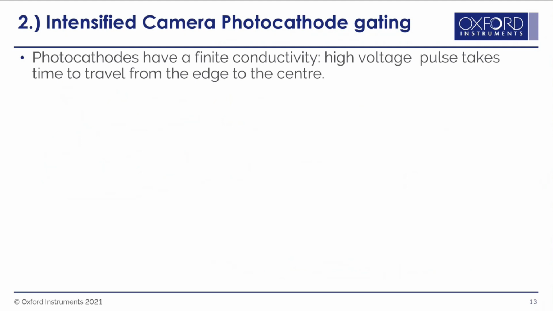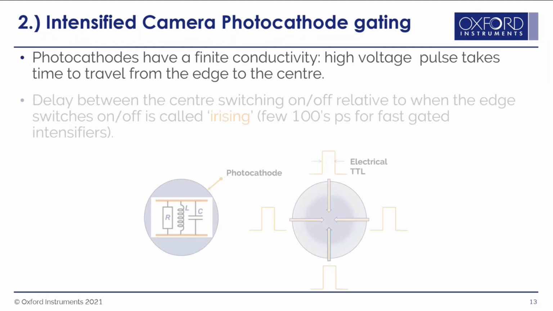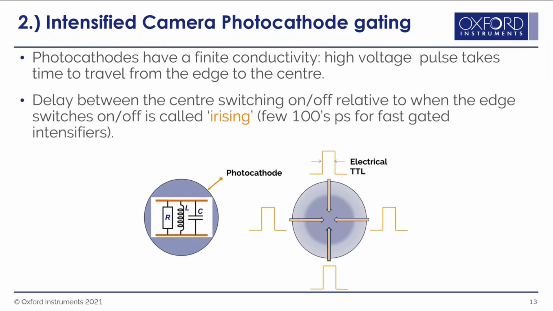But there's one thing worth noting about photocathodes, and this might be something that you come across if you try and gate to very short time frames: these photocathodes have a very finite conductivity. So it actually takes time for the electrical pulse to travel from the edge inwards into the photocathode. And this can cause an irising effect, in that it takes a little bit of time before the photocathode is completely open or completely shut. And so this is something worth bearing in mind when you're taking your images.